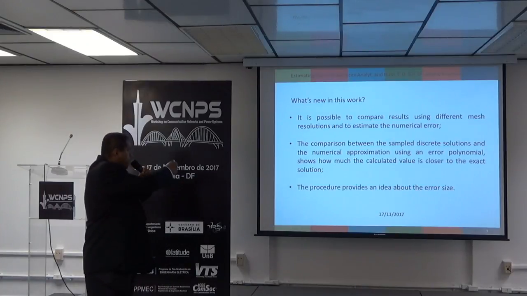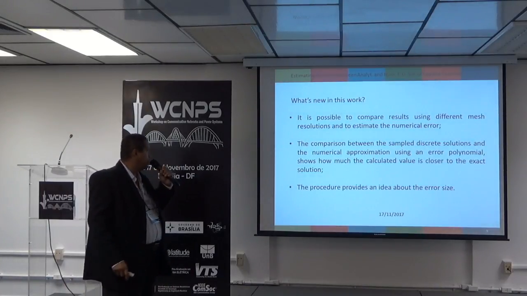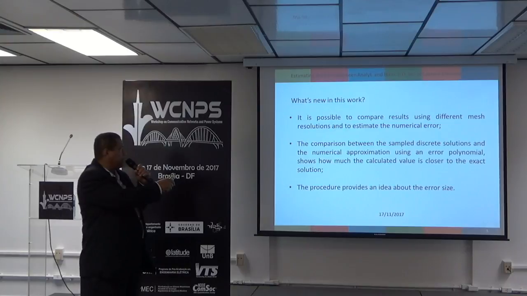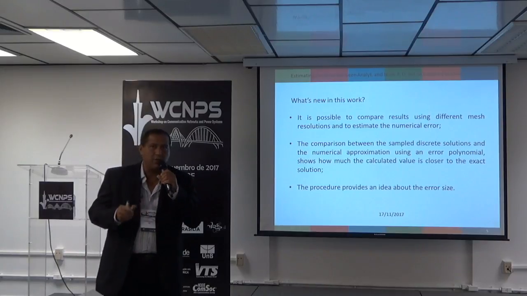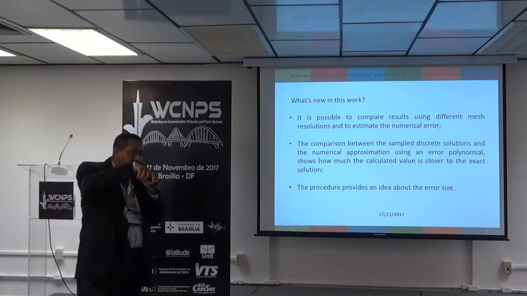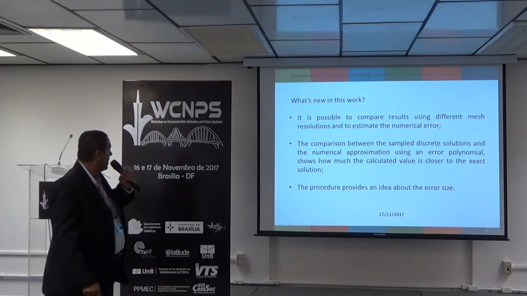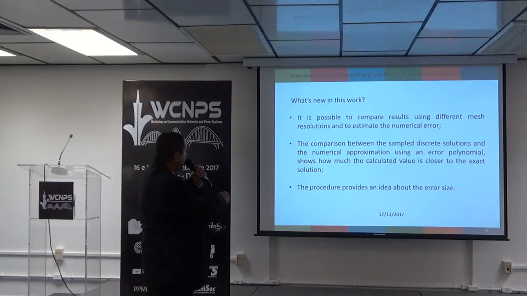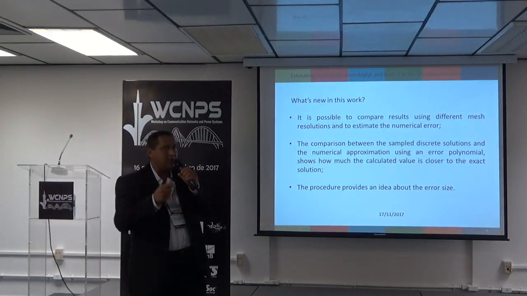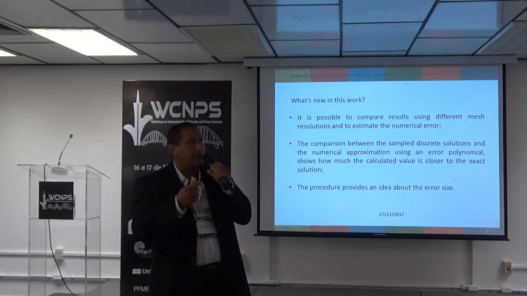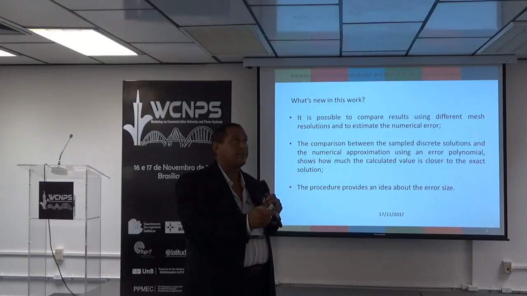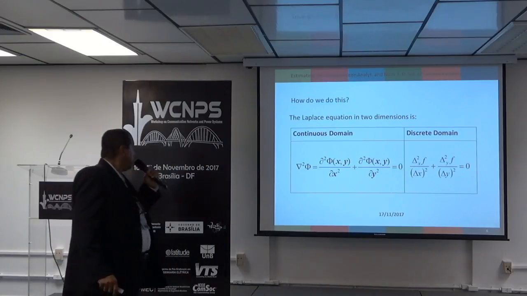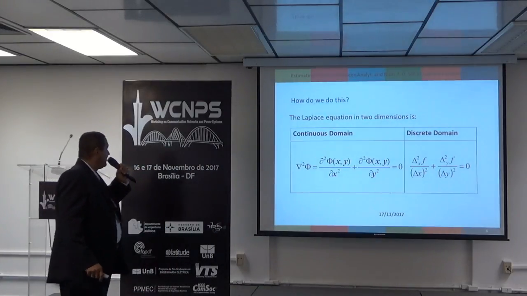The comparison between sample discrete solution and the numerical approximation using an error polynomial shows how much the calculated value is closer to the exact one, to the solution of the analytical problem. The procedure provides an idea about the error size. You can know if your answer is good or not. So how do we do this?